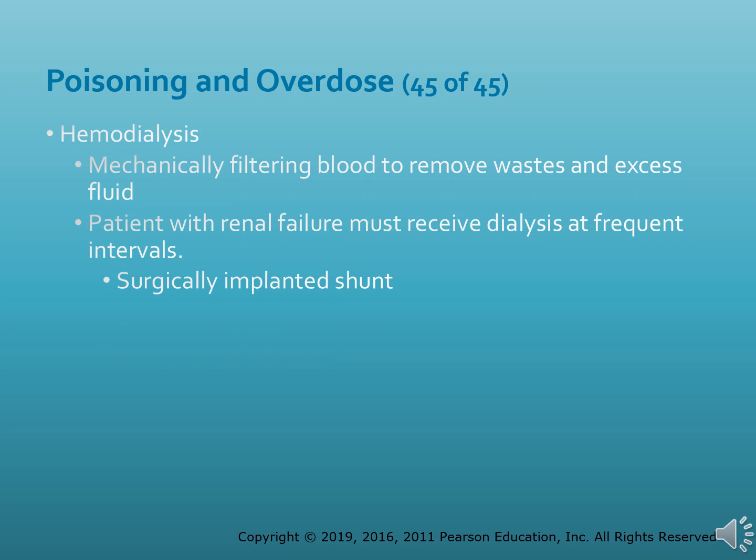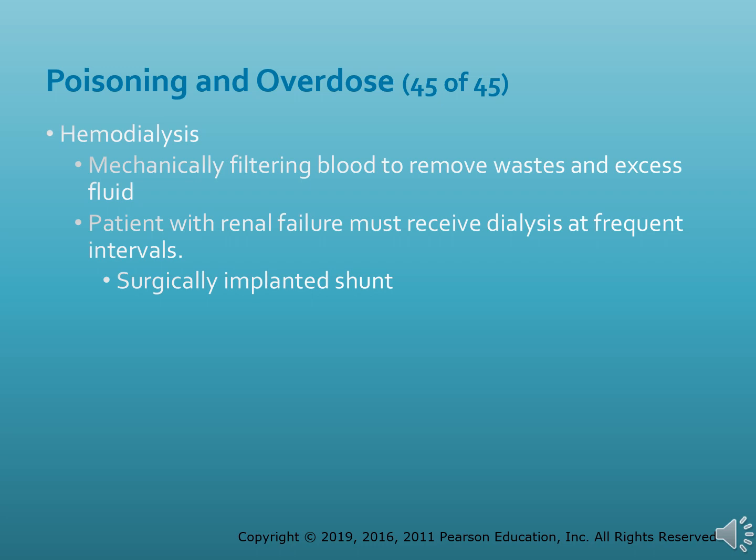During hemodialysis, they are mechanically filtering the blood to remove waste and excess fluid off the patient. Patients with renal failure must receive dialysis at frequent intervals. Surgically implanted shunts is what you're typically going to see with these patients as well. So you want to avoid assessing a blood pressure on the arm with the surgically implanted access point or the shunt. Typically it's found beneath the skin, and at that point you're going to need to use that alternate arm.